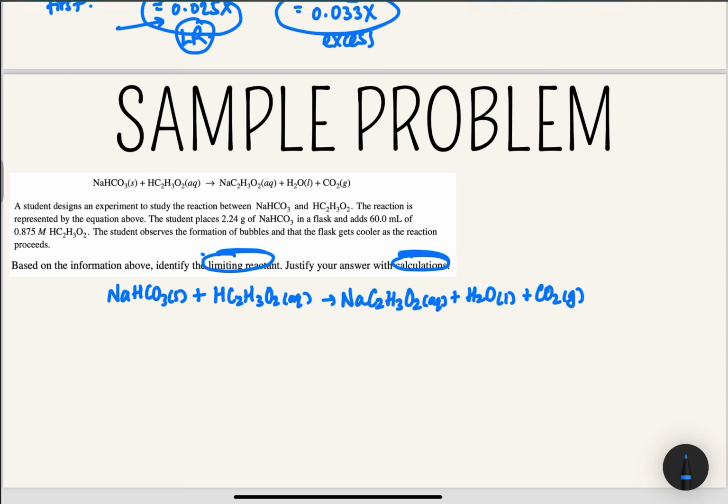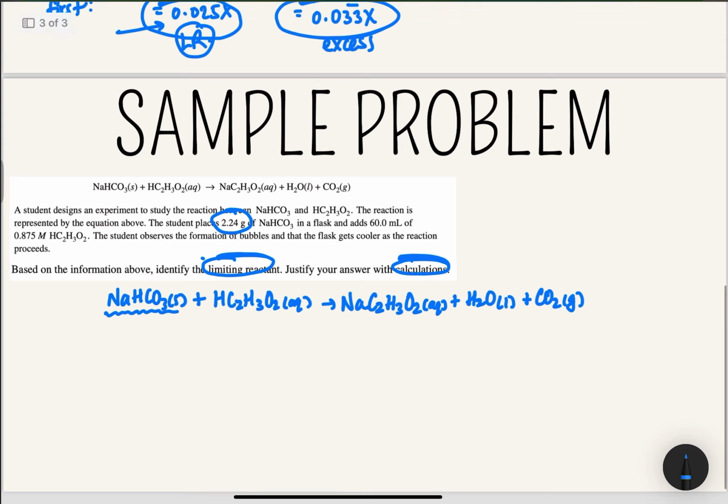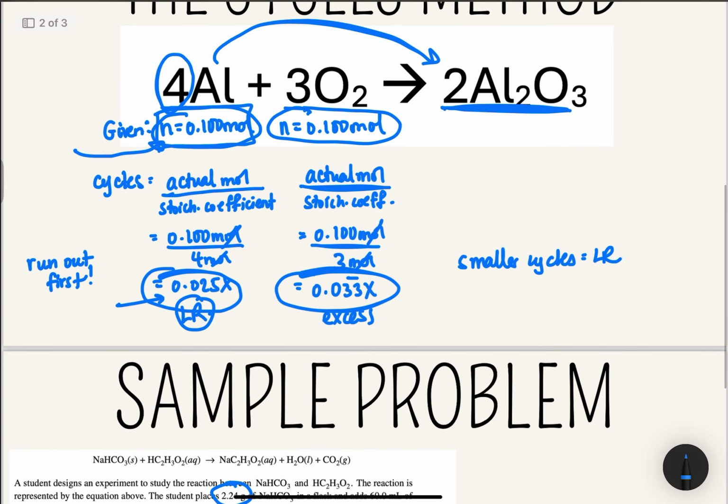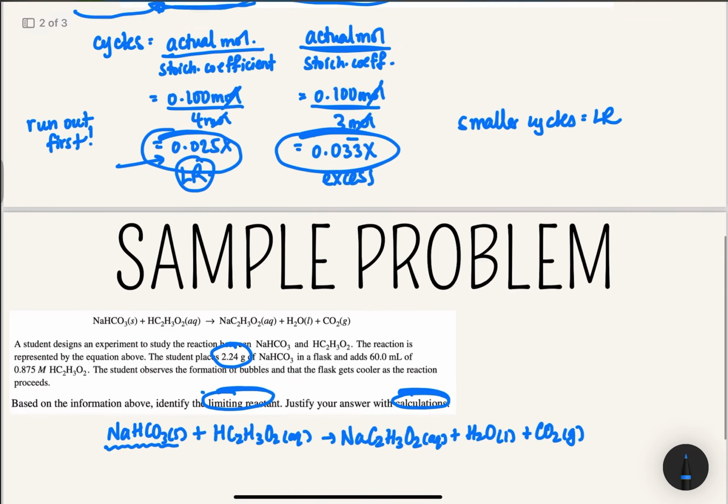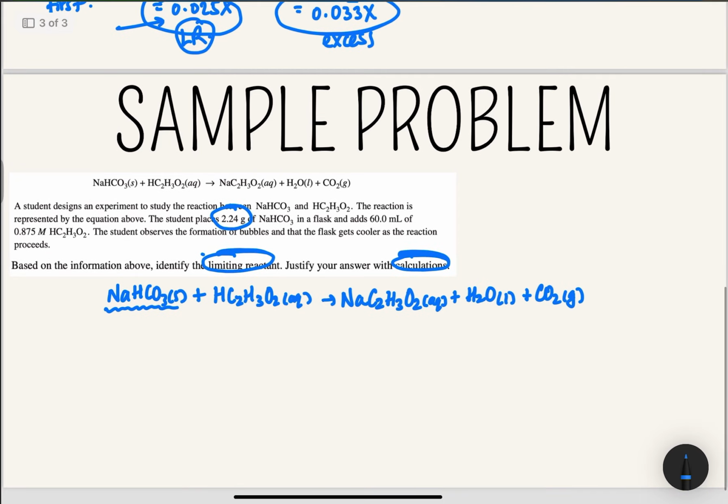So I'm going to do a cycles calculation, what I just showed you. Before I can do that, let's look at my first reactant here, sodium bicarbonate. I'm given the grams. If you look at my cycles calculation, I need to divide actual moles by the coefficient. So I'm going to need to change grams of the reactant into mole. And by the way, there's a mole formula: moles equals mass over molar mass. So I'll just show my work here.